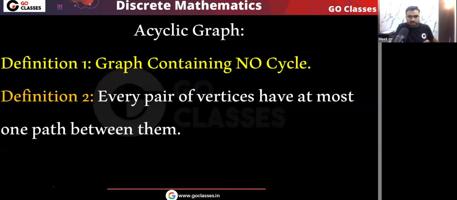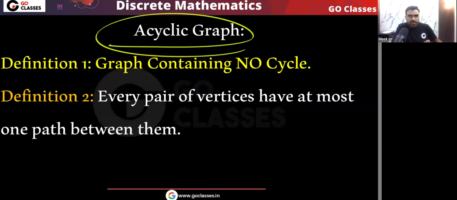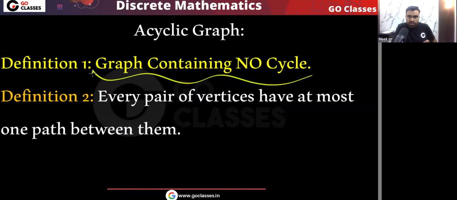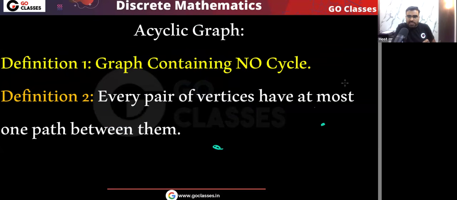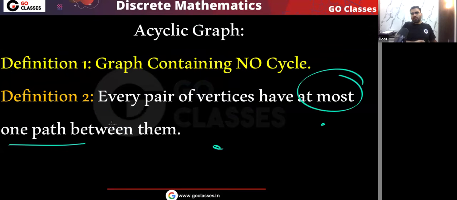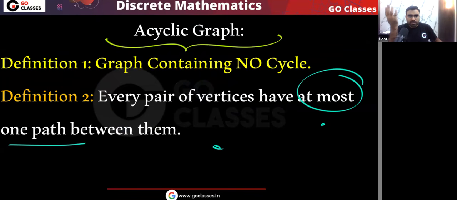Similarly, there are two definitions of acyclic graph. Definition 1, a graph containing no cycle. Definition 2, between any two vertices, there is at most one path. Why at most one path? Because an acyclic graph can be disconnected. It may be connected, or it may be disconnected. So whatever two vertices you take, there will be at most one path between them.